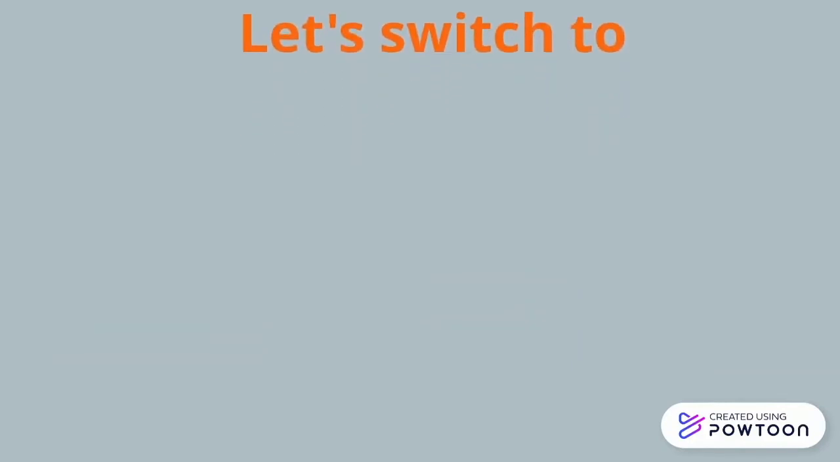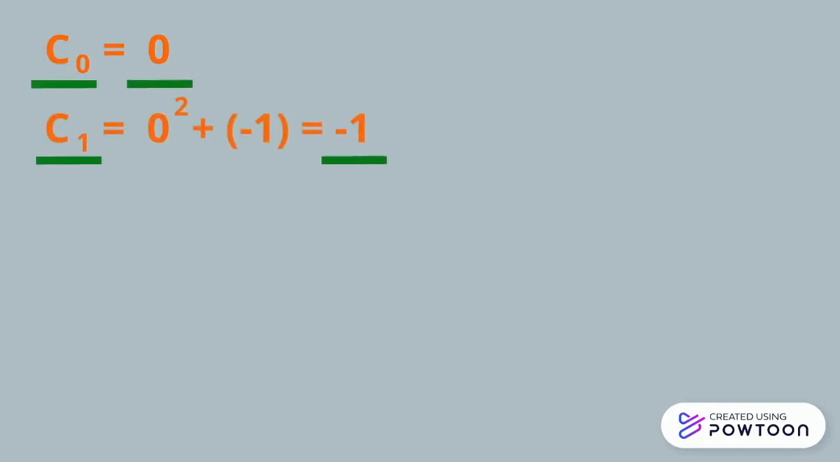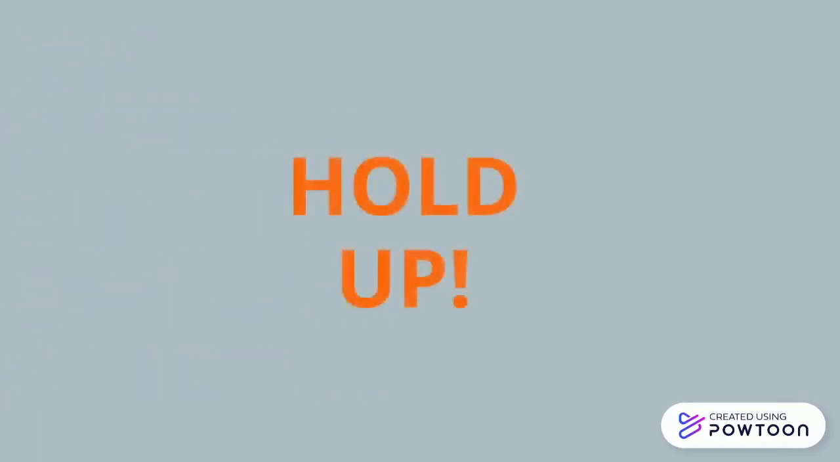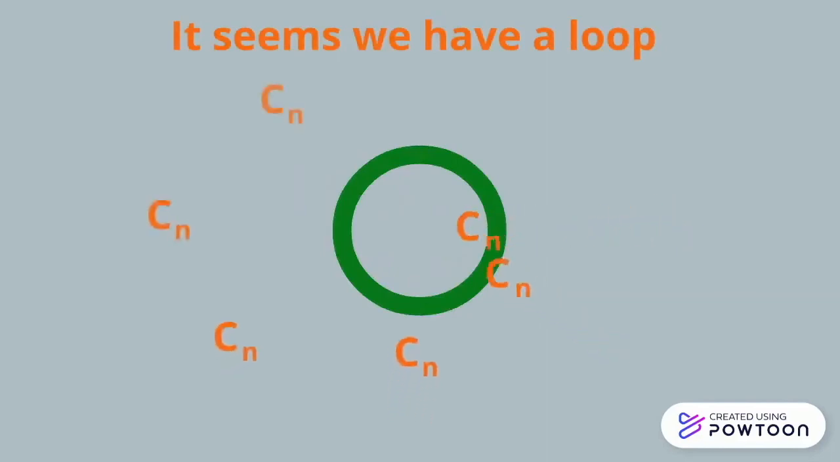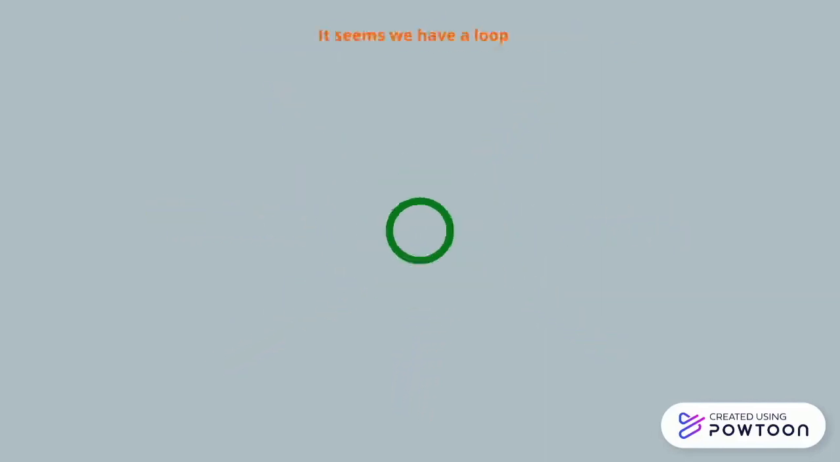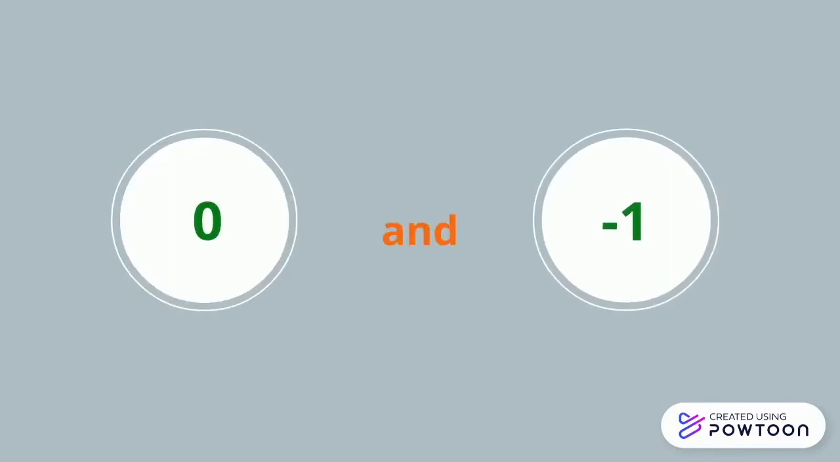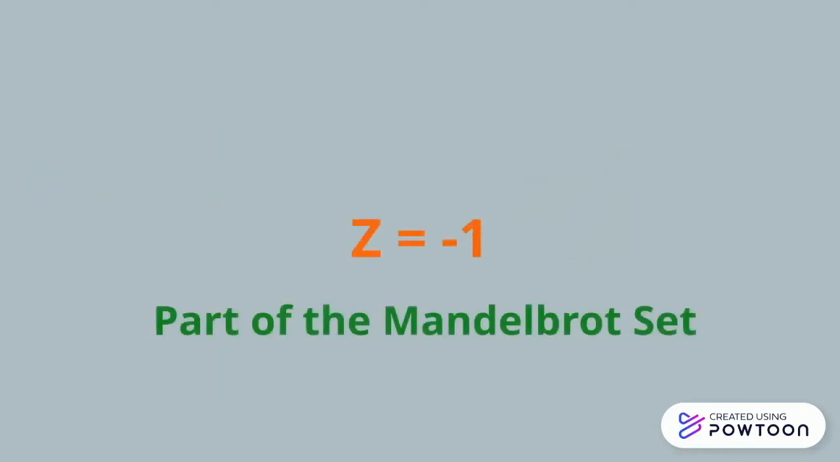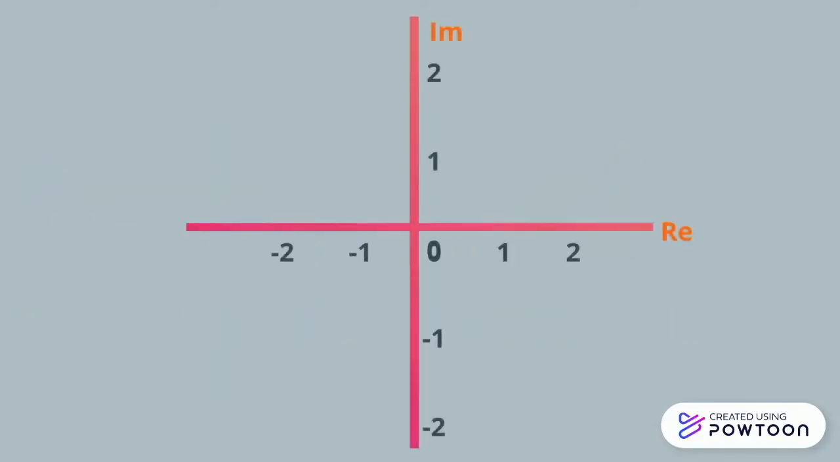Now, let's switch our complex number to z equals -1. C0 will be equal to 0, C1 will be equal to -1, C2 will be equal to 0, C3 will be equal to -1, and C4 will be equal to 0. Hold up, it seems that we have a loop here. If we continued collecting Cn values, we would continue to evaluate values of 0 and -1. As we have a repeated loop, it is clear that the value z equals -1 is part of the Mandelbrot set. So now we have seen a complex point z equals -1 that is part of the Mandelbrot set, and a complex point z equals -2 plus 2i that is not part of the Mandelbrot set.